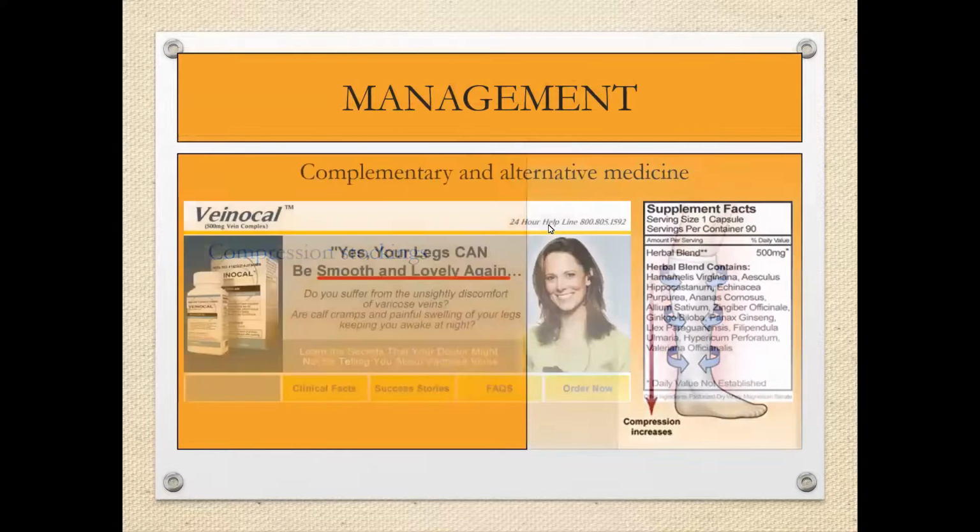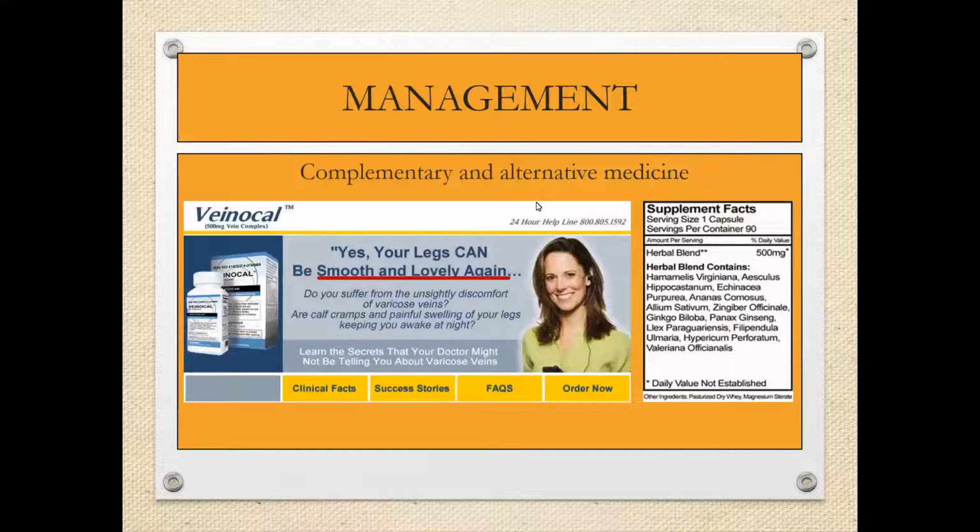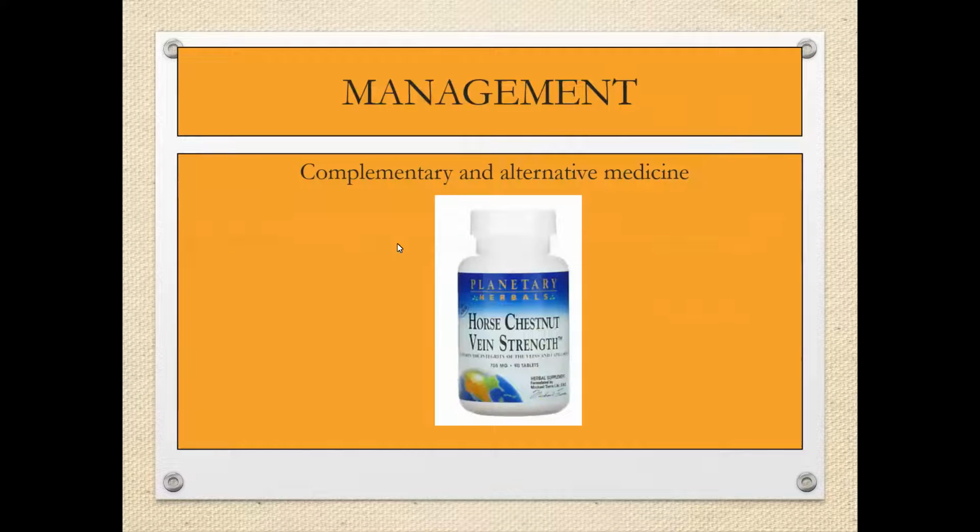There's a lot of over-the-counter, complementary, and alternative medications. Some of them work quite well. These are some of the more common ones. Vena-Cal is a very popular one you can find online. Horse chestnut has actually been around for many, many years. It was very popular in Europe, and probably over the last 20 years has become very popular in the United States. And it's actually supposed to be quite helpful. Again, doesn't make your veins go away, but it can help control some of the symptoms that are very troubling to people.